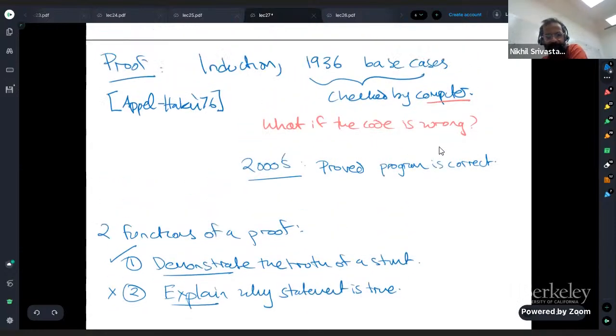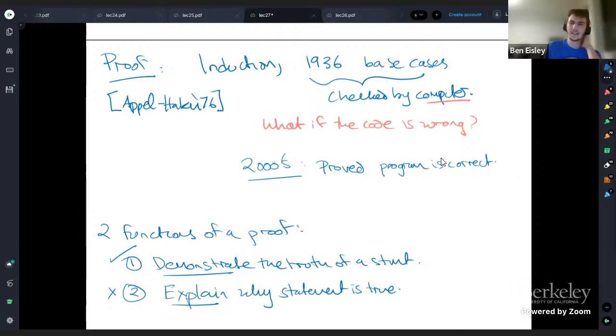Okay, so any questions about this? Why are there so many base cases? Is there a reason for that, at least?